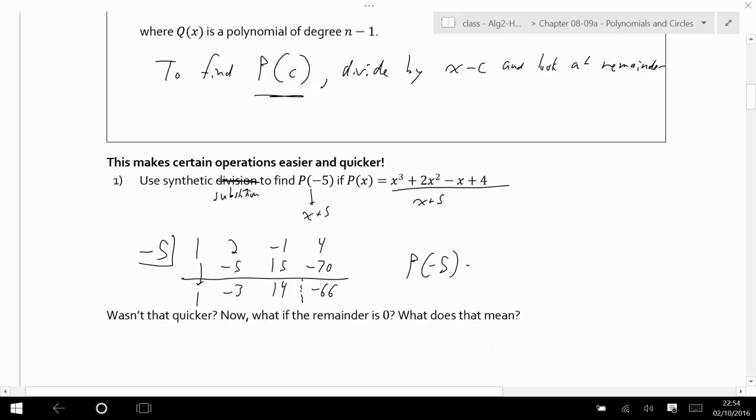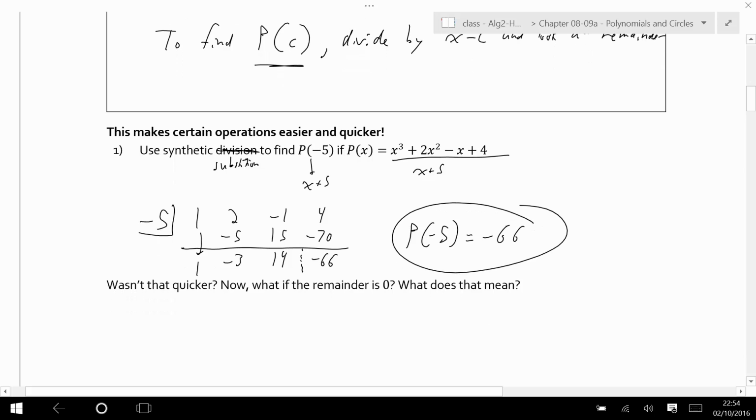This means p of negative 5 is equal to negative 66, and that is a heck of a lot quicker than trying to plug it into the original thing. It is. Trust me on this one. Wasn't that quicker?